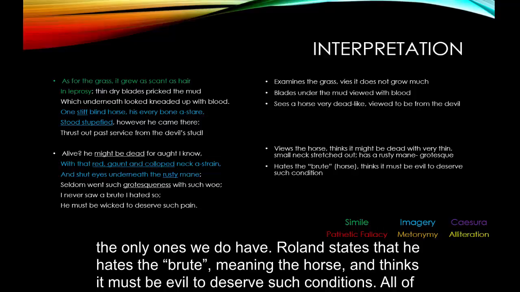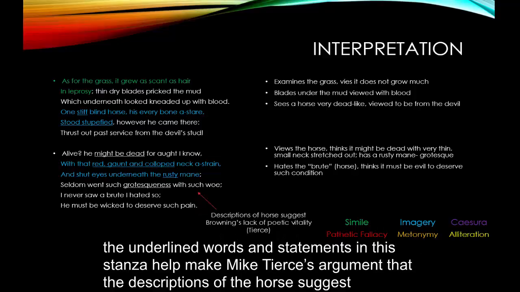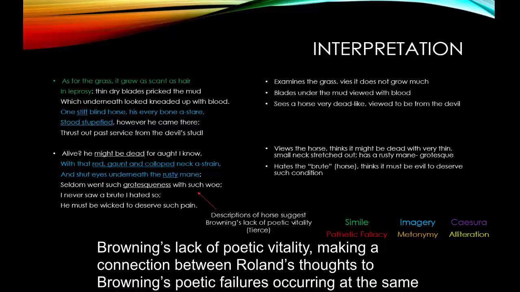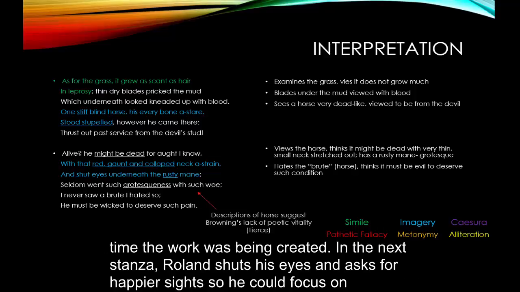Roland states that he hates the brute, meaning the horse, and thinks it must be evil to deserve such conditions. All of the underlined words and statements in this stanza help make Mike Tierce's argument that the descriptions of the horse suggest Browning's lack of poetic vitality, making a connection between Roland's thoughts to Browning's poetic failures occurring at the same time the work was being created.